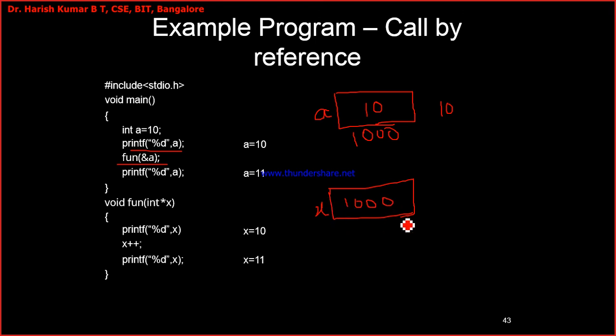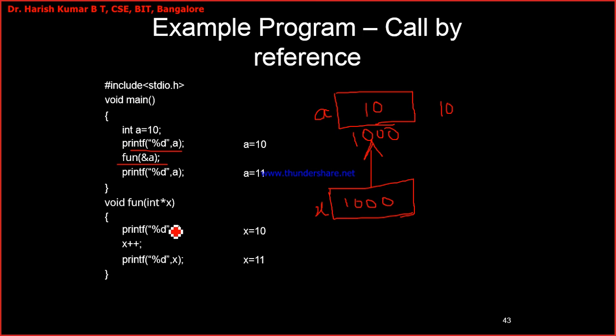The value at this particular memory location x is 1000. Now what does it mean? It is pointing to this memory location, since it is holding the address of this memory location. Got my point? Yes, sir. Now I am saying print x before incrementing. How much should it print? 10. Because this address will not get printed; what gets printed is the value of it.